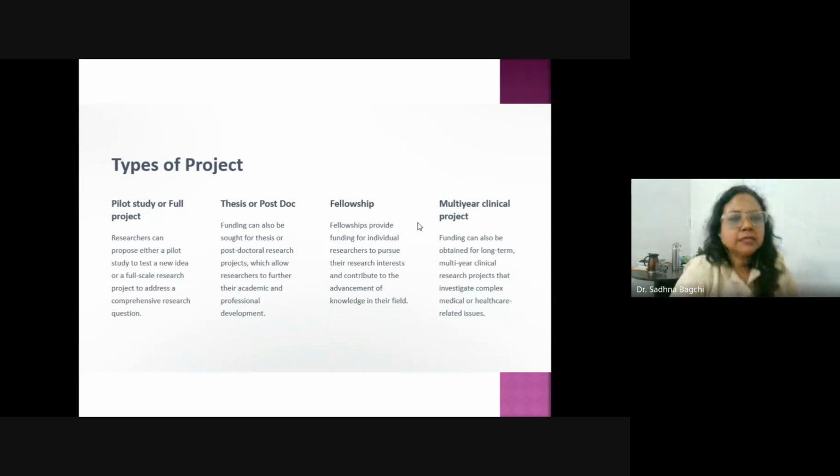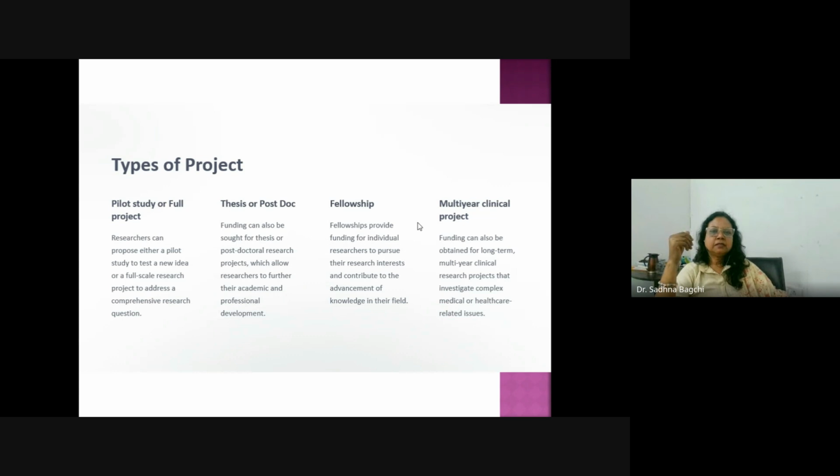Okay, these are the types of projects, as I told you: pilot study or full projects, thesis or postdoc fellowship projects, or multi-year clinical projects. What is the difference between a pilot study and a full project? Any agency, researcher or industry may have a full, complete project, and they want to conduct a pilot study through a new researcher. In that case, the pilot study part can be conducted by the researcher, and on the basis of the pilot study, the full research, meaning the complete research, is going to take place.